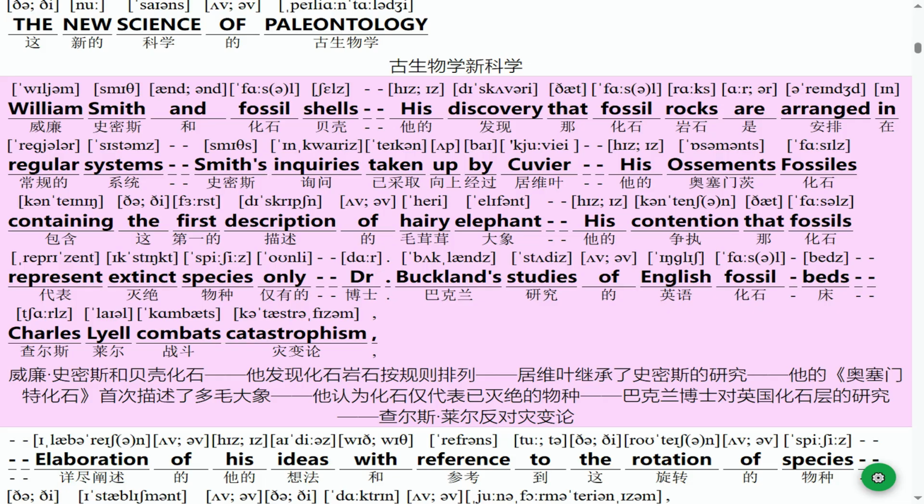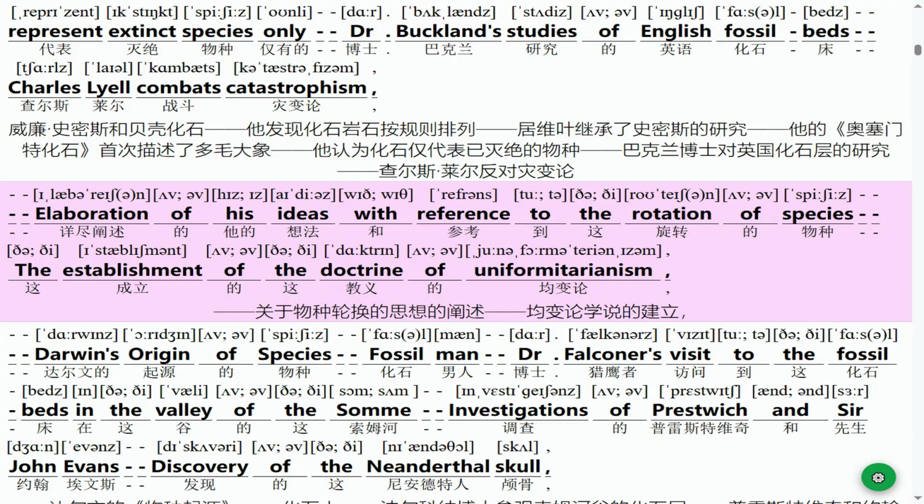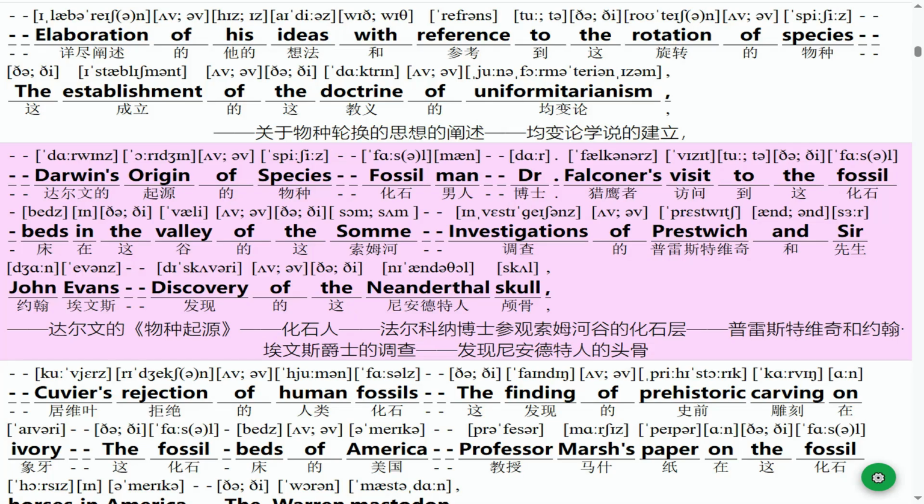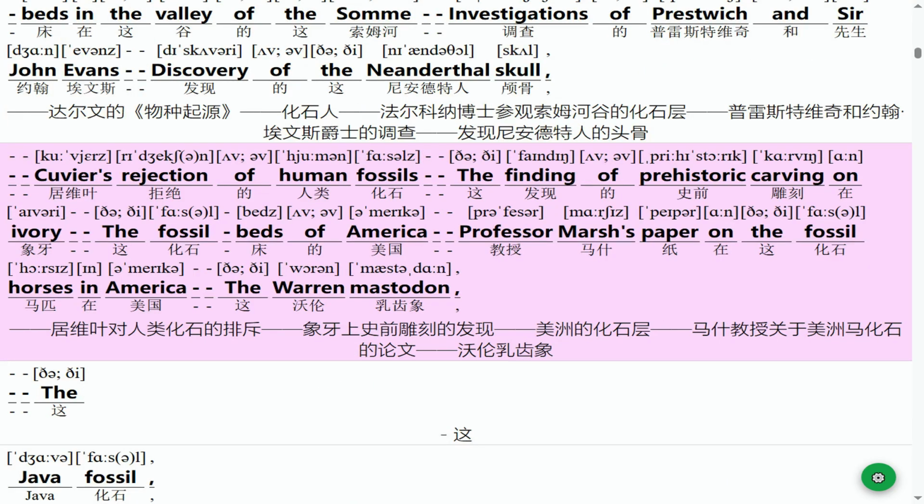Charles Lyell combats catastrophism. Elaboration of his ideas with reference to the rotation of species. The establishment of the doctrine of uniformitarianism. Darwin's Origin of Species. Fossil man. Dr. Falconer's visit to the fossil beds in the Valley of the Somme. Investigations of Prestwich and Sir John Evans, discovery of the Neanderthal skull. Cuvier's rejection of human fossils.